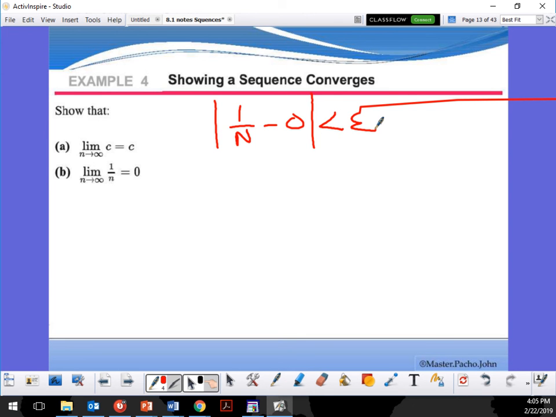Wait, does epsilon actually have a value? Nope. It's some plus or minus value, but it's greater than 0, just remember that. It's any number greater than 0.